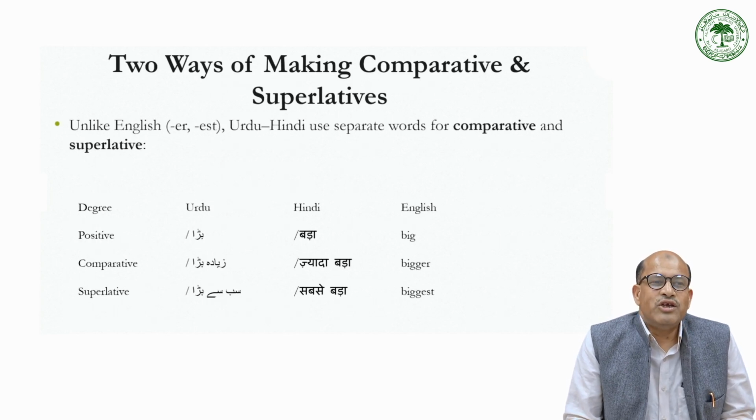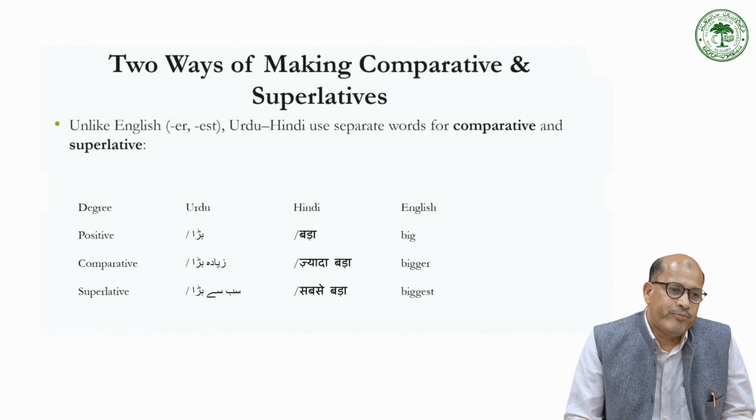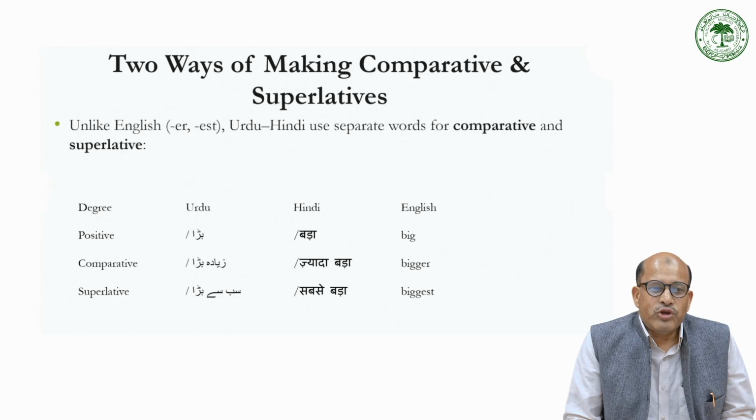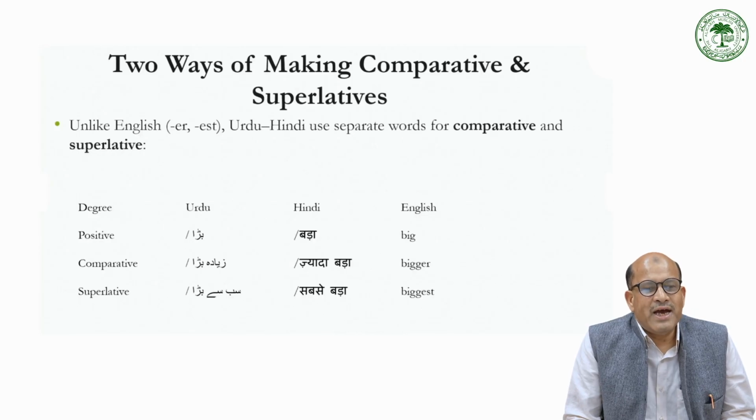Unlike English, where they use good, better, best, like ER for comparative, EST for superlative, Urdu Hindi use separate words for comparative and superlative. If you look at the Urdu word, it is bara, Hindi is also bara, English is big. For comparative, we use jada bara for bigger, and for superlative, we use sabse bara, the biggest. So these are the terms bara, jada bara, and sabse bara for superlative degree we use for adjective.